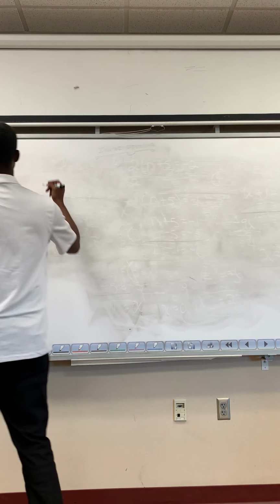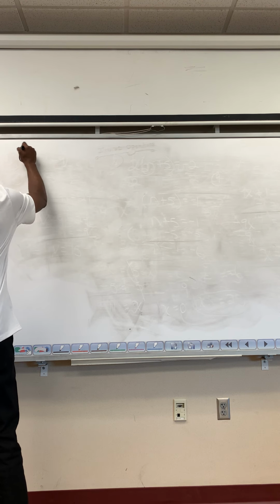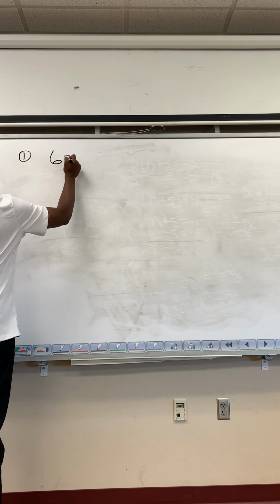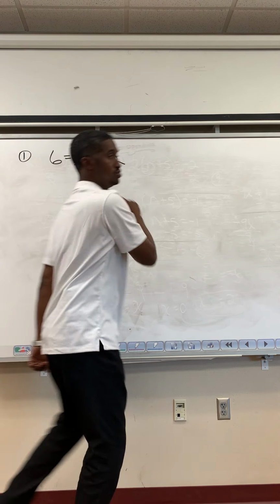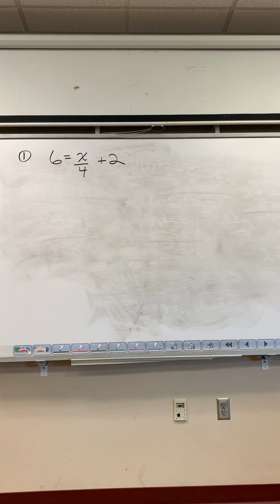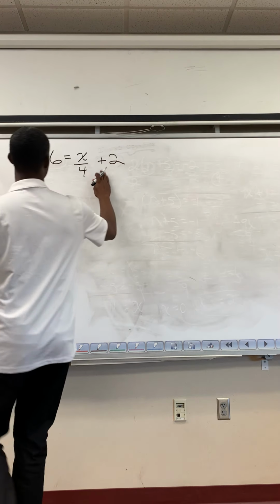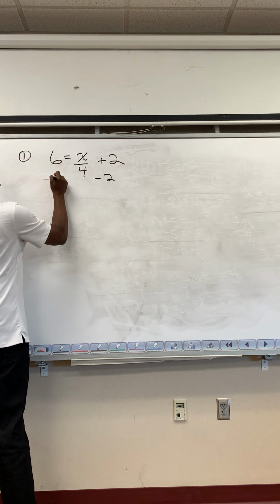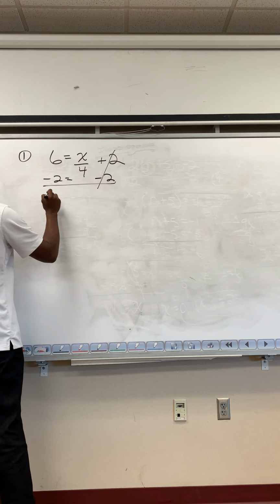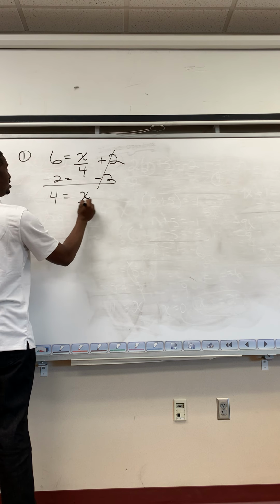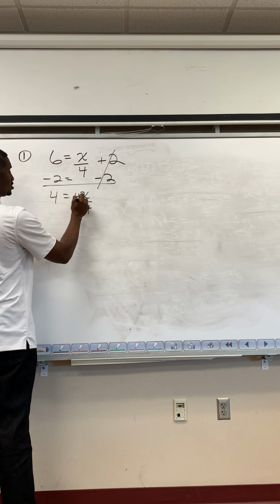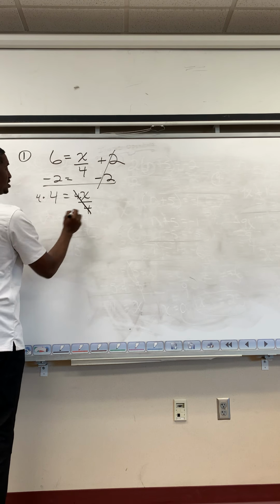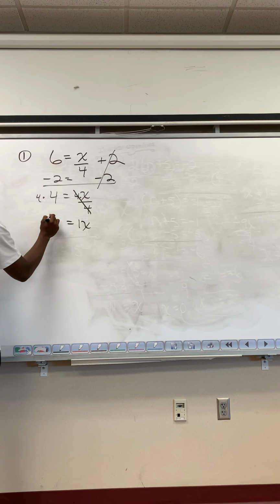Here we go. Problem number 1 is 6 equals x over 4 plus 2. So here we go. First, I gotta get rid of addition, so I'm gonna subtract 2 on both sides of the equal sign. That crosses out, leaves us with 4 is equal to x divided by 4. Next, I gotta get rid of this division, which I'm gonna multiply. So I'll multiply by 4, multiply by 4. That becomes a 1. That leaves us with 1x is equal to 16. Don't need the 1. Right. Number 2.